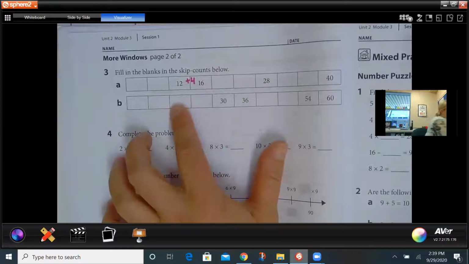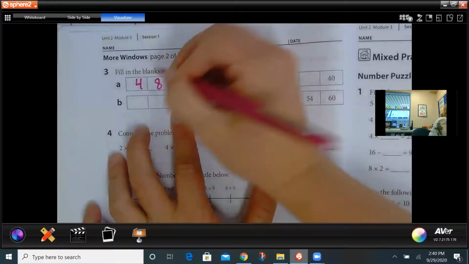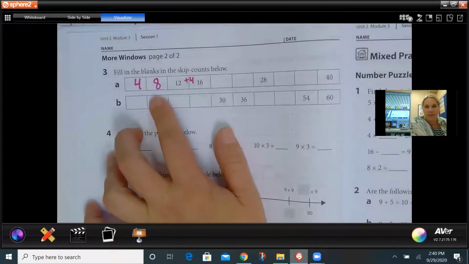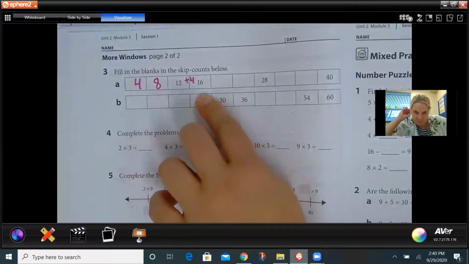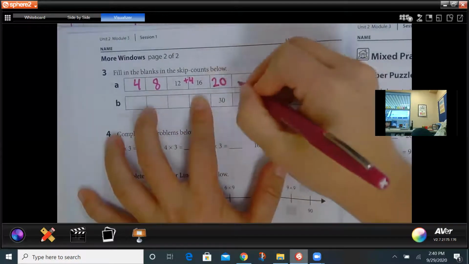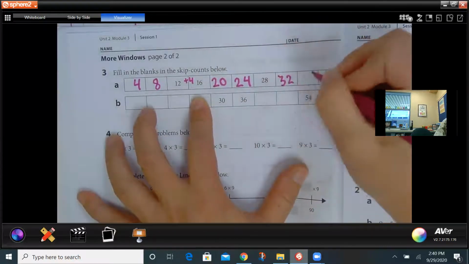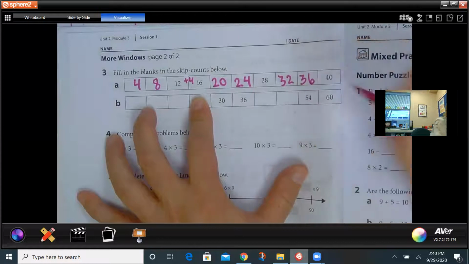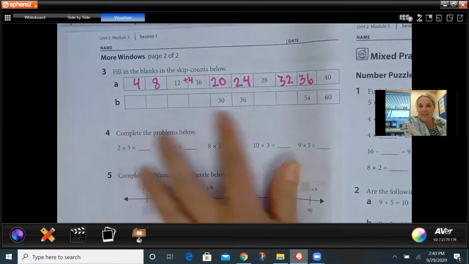So 12, take away 4 is 8. Take away 4 is 4. So we have 4, 8, 12, 16. Say the next one. Bam, 20. 4 more, 24, 28, 32, 36, 40. Perfecto. All right, guys, next row.